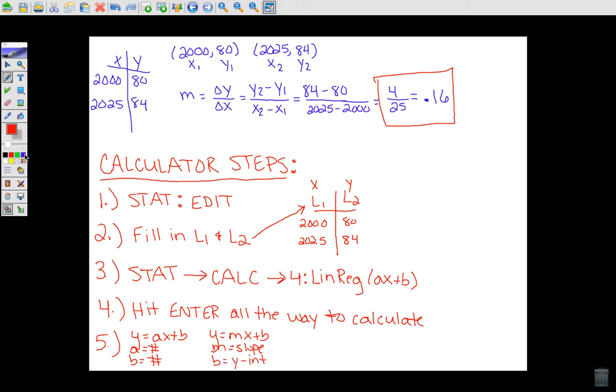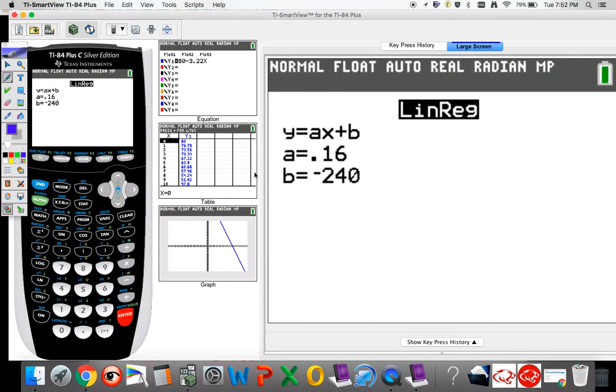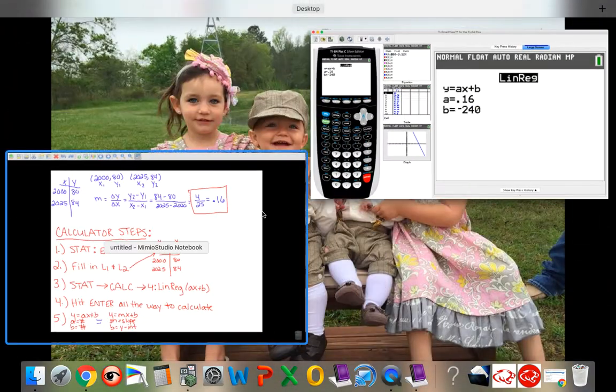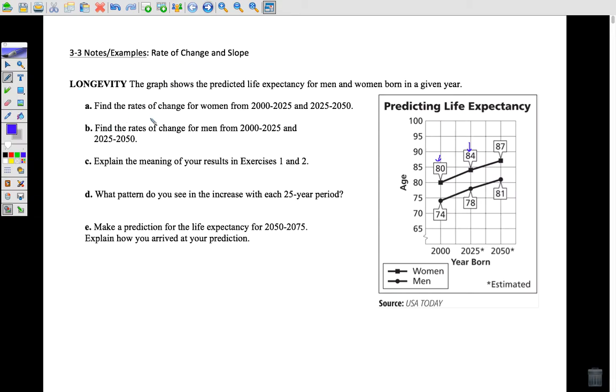So I'm going to put over here a big equal sign between these two so that you know those two are equal. So whatever a is, that's your slope. Whatever b is, that's your y-intercept. So whenever we go back over here, okay, a is my slope. It says a is equal to 0.16. If you look at our work, we got our slope to be 0.16. So we know that this is correct. So I'm going to go back over here. It says find the rates of change. So for 2000 to 2025, my slope, which is my rate of change, was 0.16.